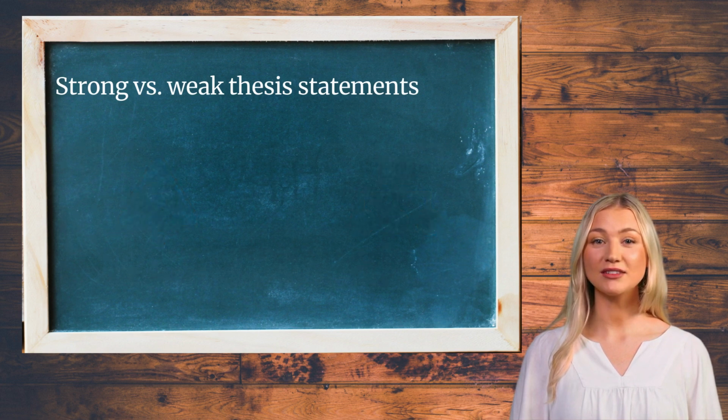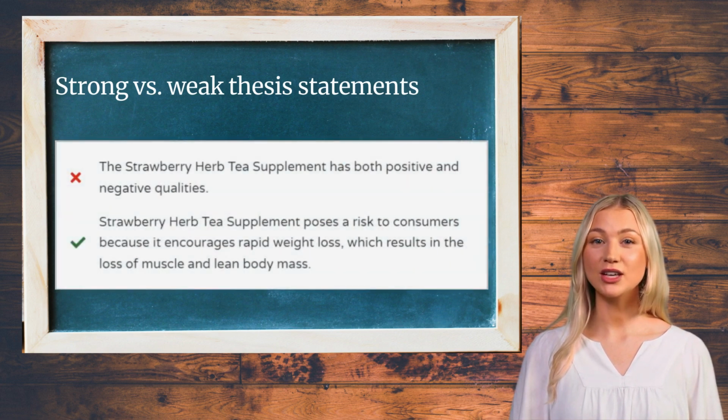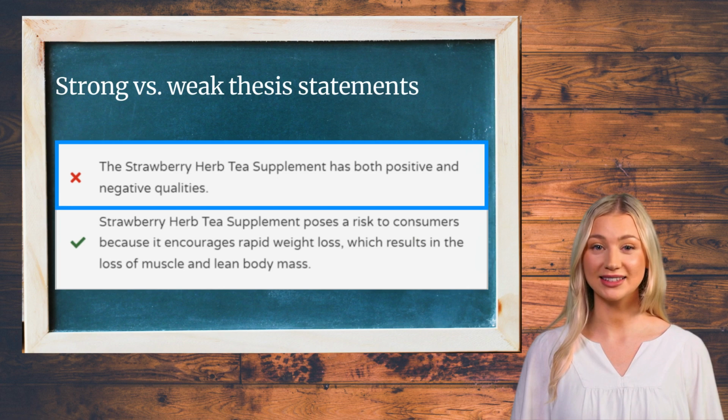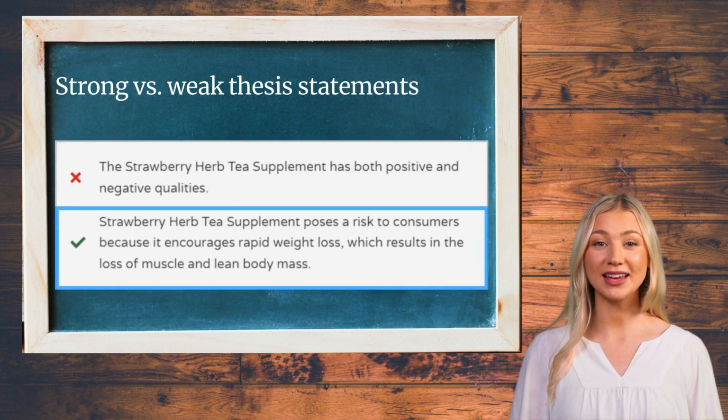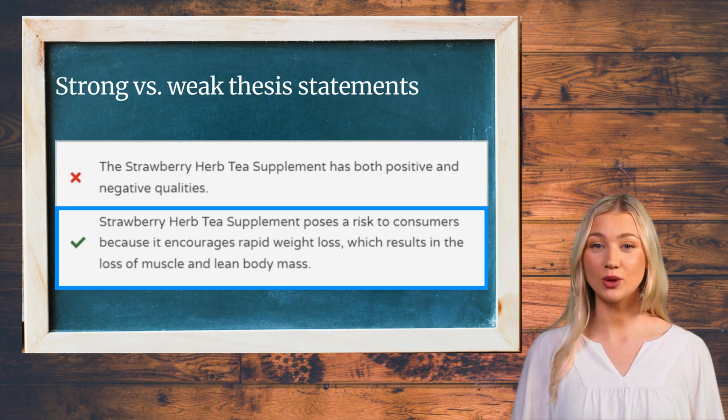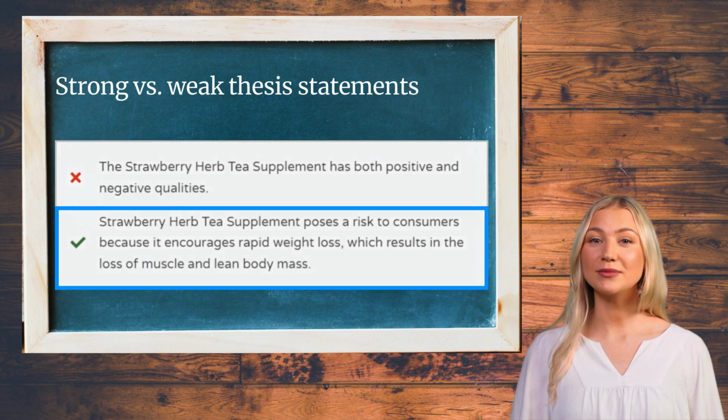For example, if you're writing about a weight loss product, you shouldn't just say it has positive and negative sides as you see in the first example. Instead, you should emphasize the specific dangers of using it, which is strongly highlighted in the second thesis statement by focusing on side effects such as weight and muscle loss.